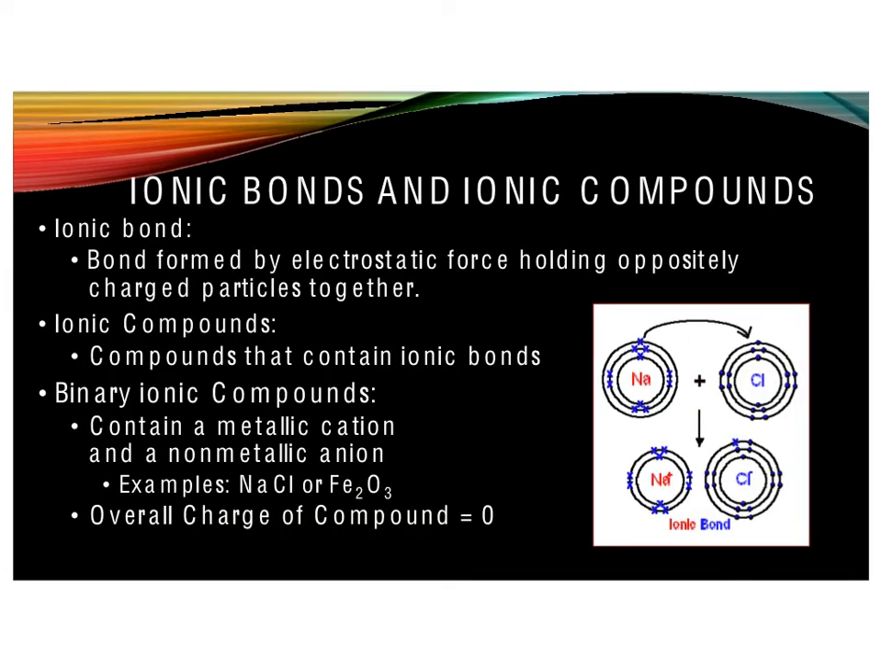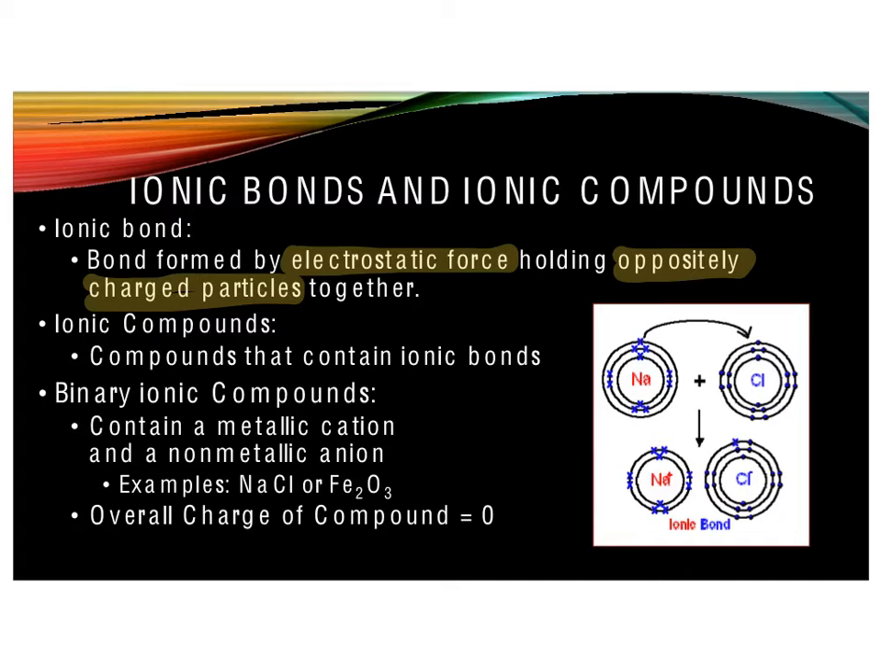Well, how does all this play a role? It plays a role in ionic bonds. And ionic bonds come from electrostatic force holding charged particles together. And it's actually holding oppositely charged particles together. So it's holding anions and cations together. The positive cation and the negative anion are attracted to each other, a lot like you would see the negative and positive end of a magnet, or 2 different magnets attracted to each other. Ionic compounds are compounds that contain ionic bonds. That's pretty straightforward, nothing special there.